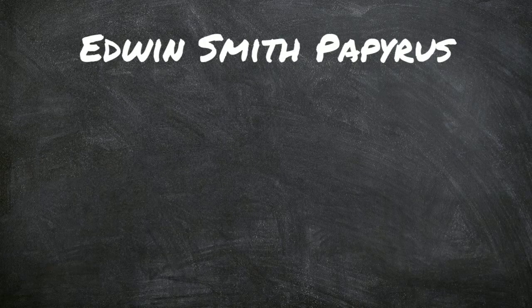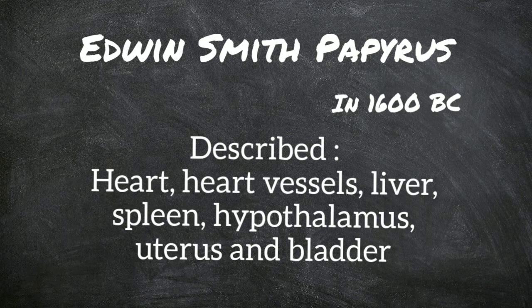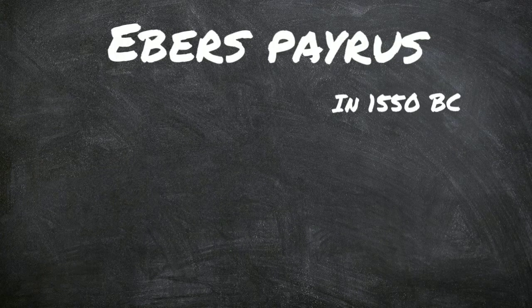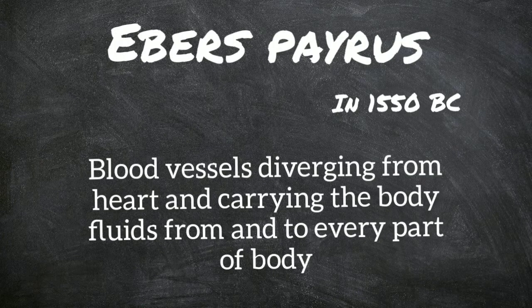Milestones in anatomy. Edwin Smith Papyrus in 1600 BC described heart vessels, liver, spleen, hypothalamus, uterus, and bladder. He also showed blood diverging from the heart. Ebers Papyrus in 1550 BC explained in detail about this phenomenon.